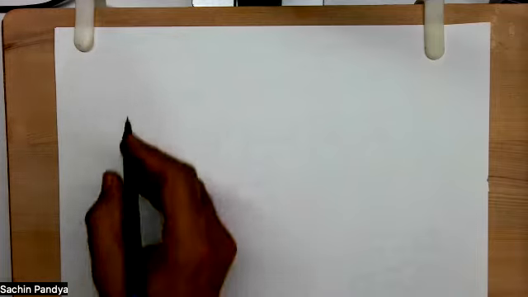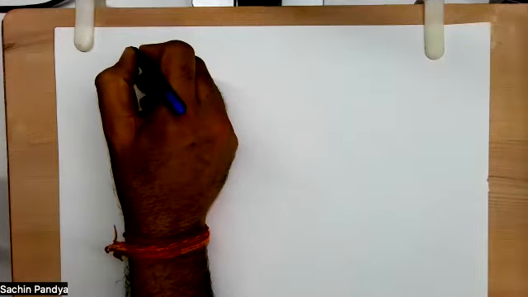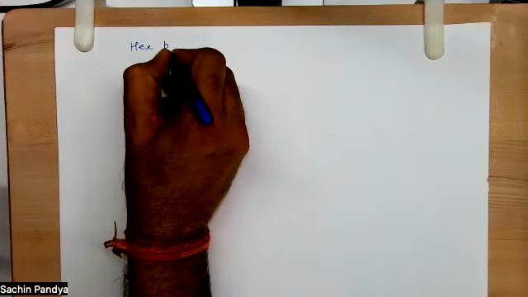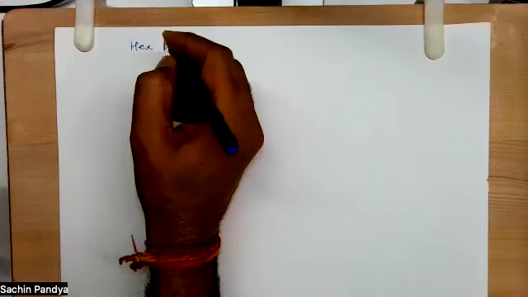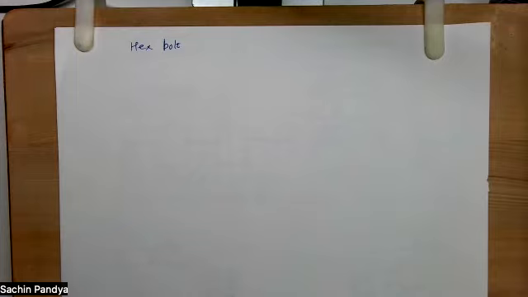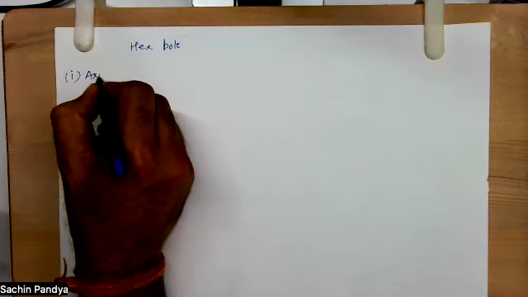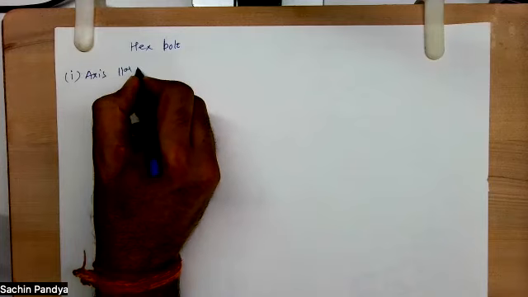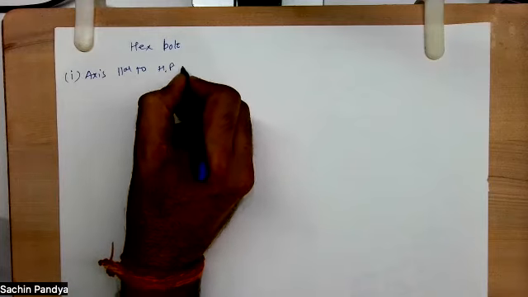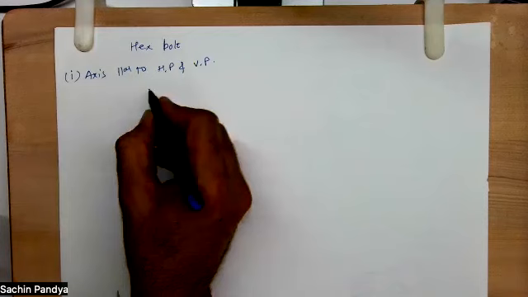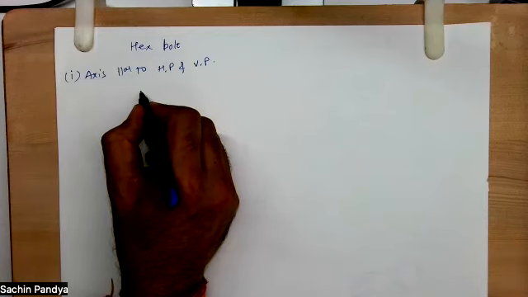So what we are doing, we are going to start with a hexagonal bolt and nut. First, I'm going to draw a hexagonal bolt. Now the problem a lot of you will have is how to draw it. In the exam, they will write axis parallel to HP and VP. So you have to draw the hexagonal bolt like this.